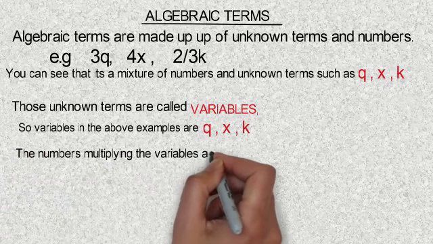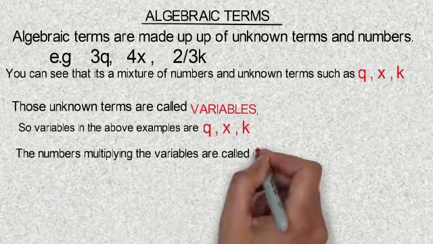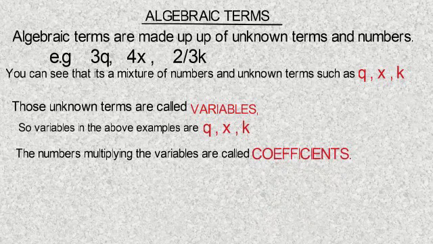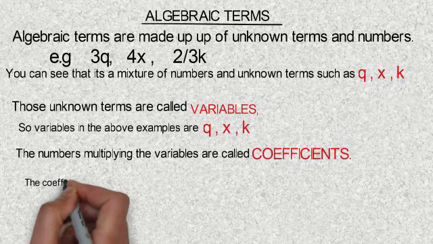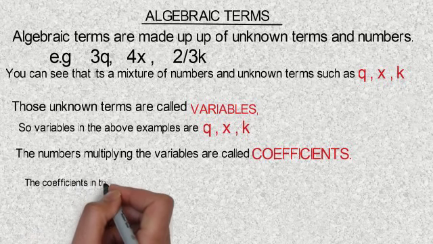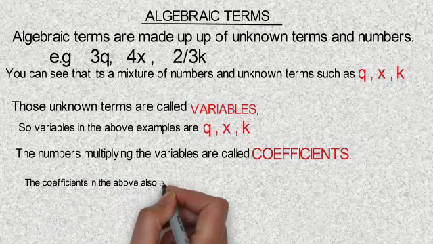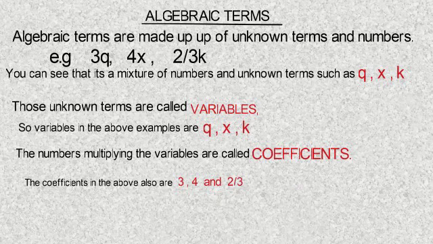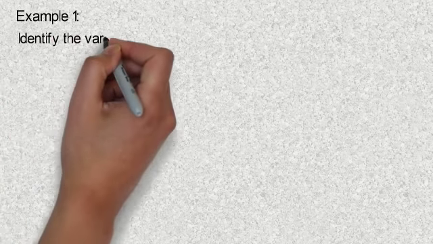Also, the numbers multiplying the variables are called coefficients. What did I say? The numbers multiplying the variables are called coefficients. And don't forget I said my variables are the unknown. So what are the numbers multiplying my variables? The coefficients in the above are 3, 4, and 2 over 3 because they are all multiplying variables. Did you understand this explanation clearly? Okay, let's look at the following examples.